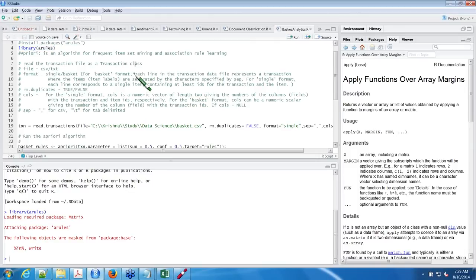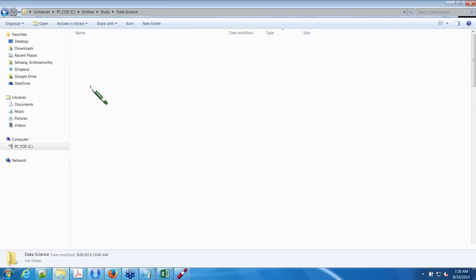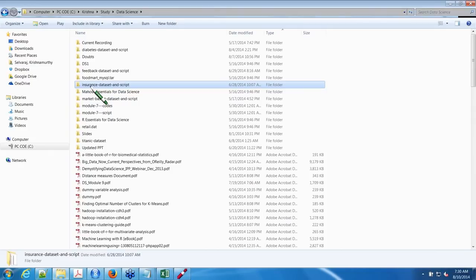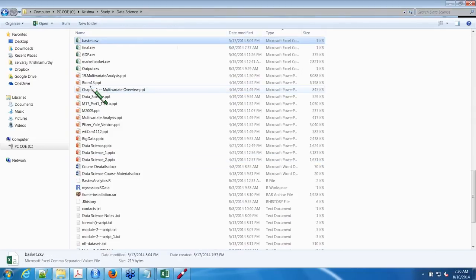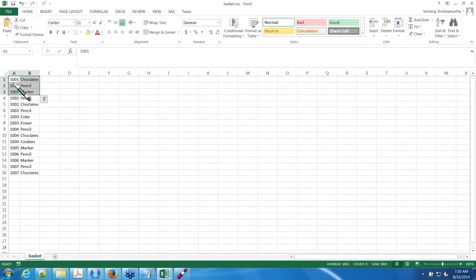Previously we have seen read.csv and read.table to read a CSV, comma separated, or differently delimited files. Now we have a mechanism called transactions, and the file should be in this format only. The first column should be the transaction ID and the second column the products.